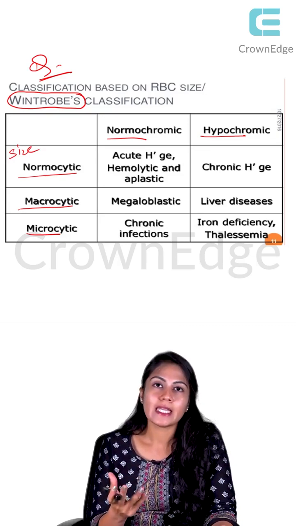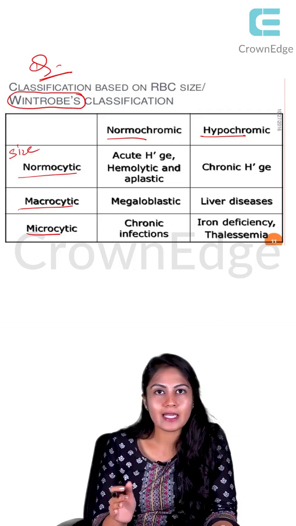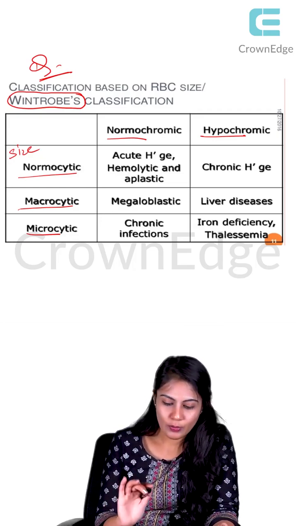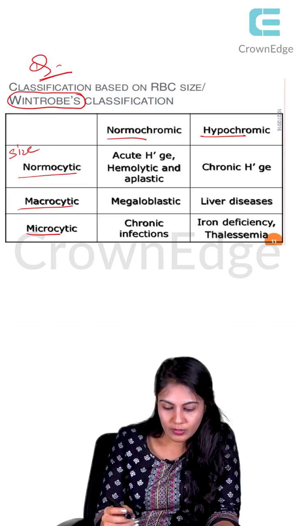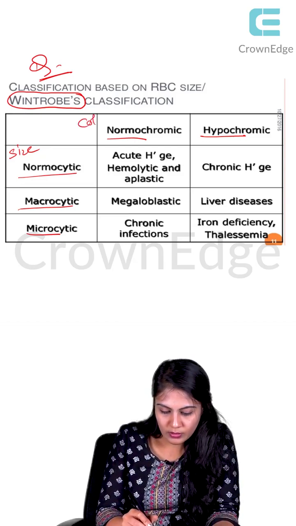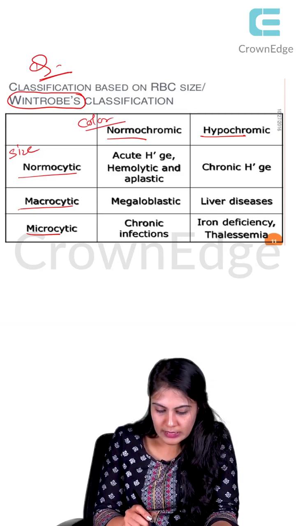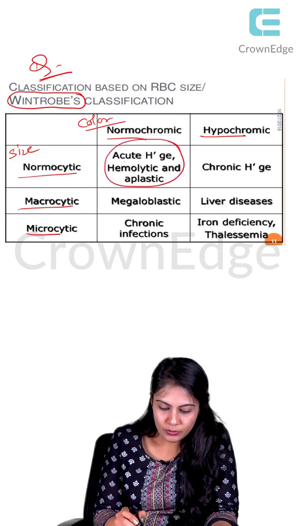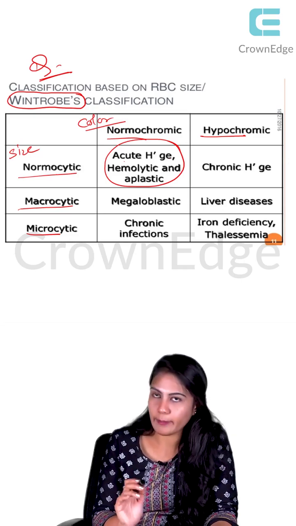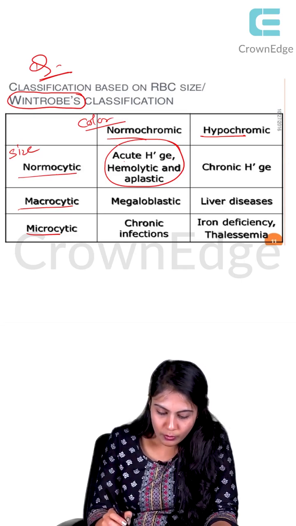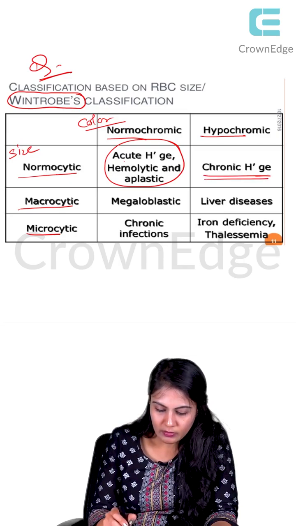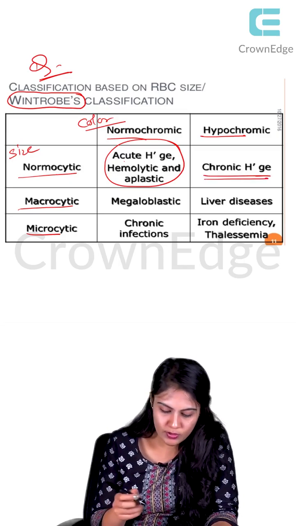Why? Because in anemia, the oxygen carrying capacity is less, right? So we are going to only have two columns over here. This is based on the color, right? So normocytic normochromic anemias are these ones: acute hemorrhage, hemolytic, and aplastic anemia. Hypochromic normocytics are seen in the chronic hemorrhages, right?